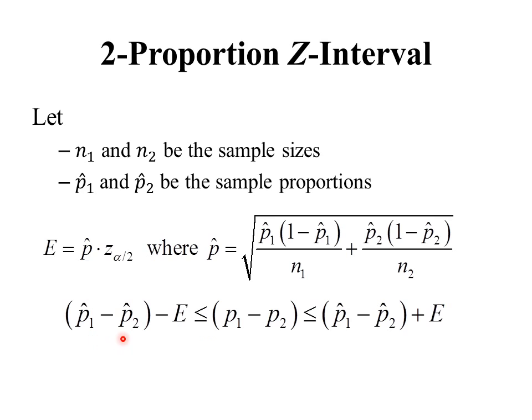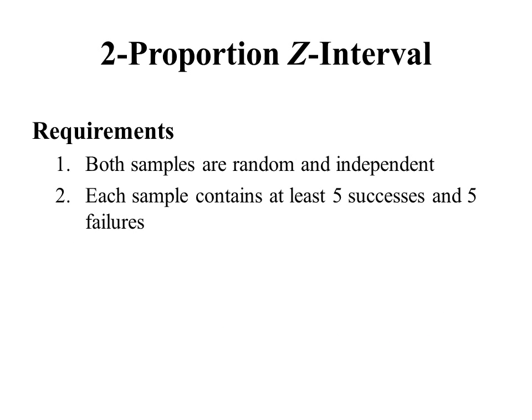So we take our point estimate, subtract the margin of error, and we take our point estimate and add the margin of error, and we're all done. So the requirements for calculating this type of interval are, first, both samples are random and independent. Now the requirement of randomness is always necessary. And independent here again means that what happens to one sample has no effect on the other sample.